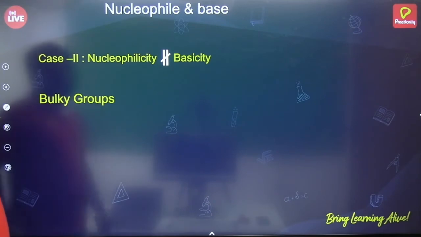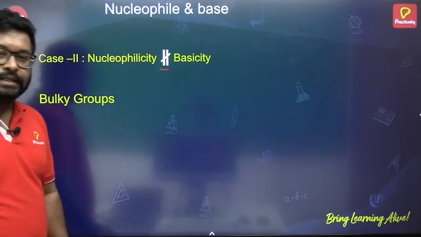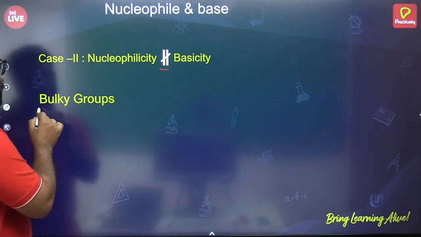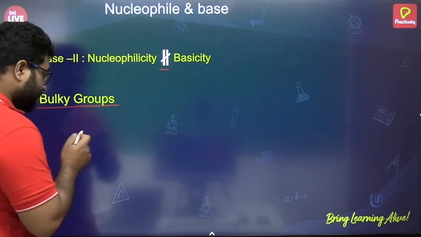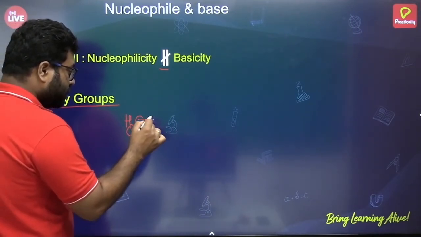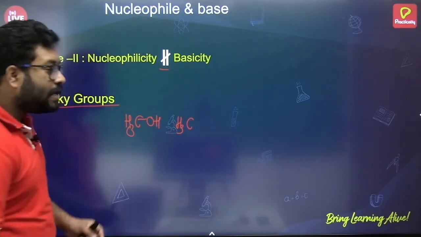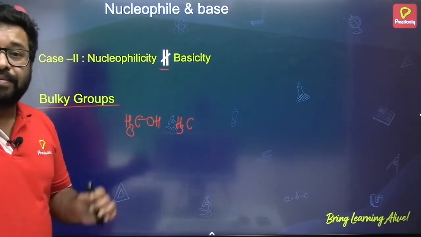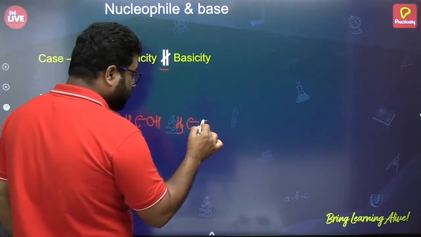And last, nucleophilicity anti-parallels the basicity. Here I'm going to talk about the bulky groups. What are those bulky groups? Let me give you an example. So CH3OH, this is your methanol. Now let's replace each of the hydrogens by methyl. Each one of them.